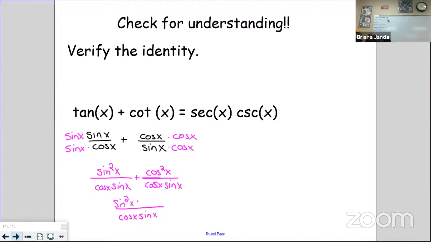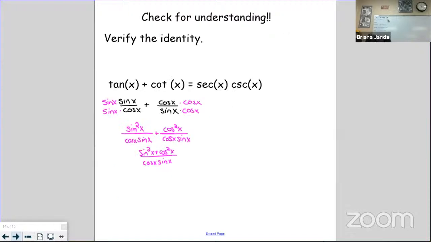But what is sine squared of x plus cosine squared of x? That's your basic Pythagorean identity, isn't it? Sine squared plus cosine squared equals 1. So we can replace the numerator with 1. 1 over cosine of x is secant. 1 over sine of x is cosecant. Okay. Bear with me, okay? We will spend several days wrapping our minds around trig identities.